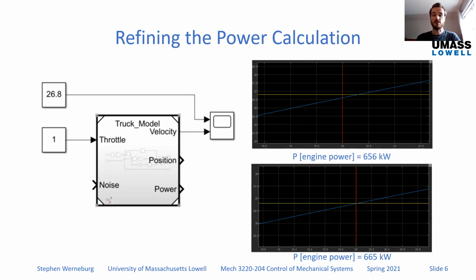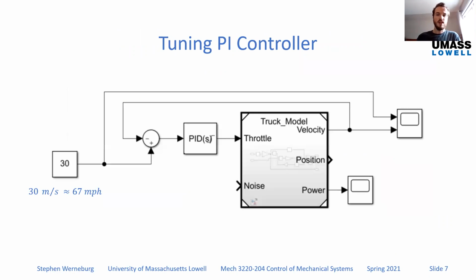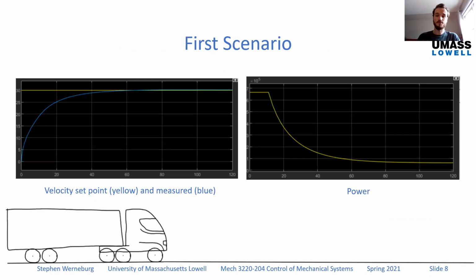Once I had the vehicle model, I was able to tune the power calculation a little bit because I had made some untrue assumptions to get started. I did this based off of getting up to speed at full throttle in 20 seconds, and I realized I could give it a little bit more juice, which was good. From there, I had a somewhat accurate vehicle model, and I was able to start tuning my PI controller. So I set up a PI loop here and had a set point of 30 meters per second, which is equal to 67 miles per hour.